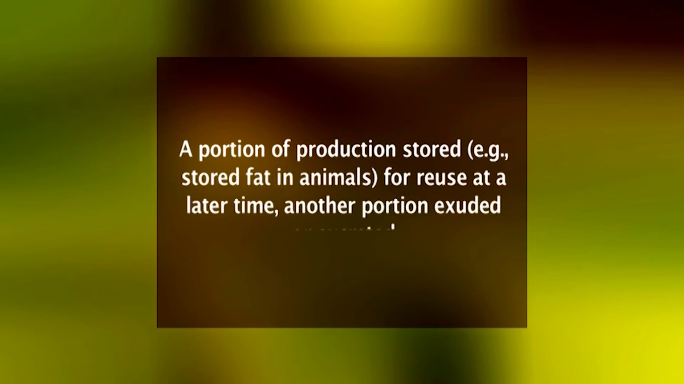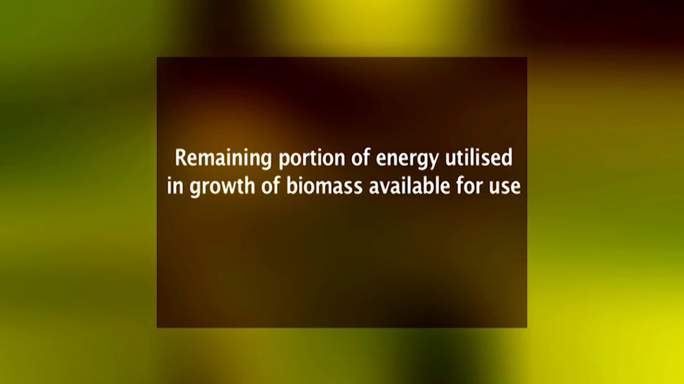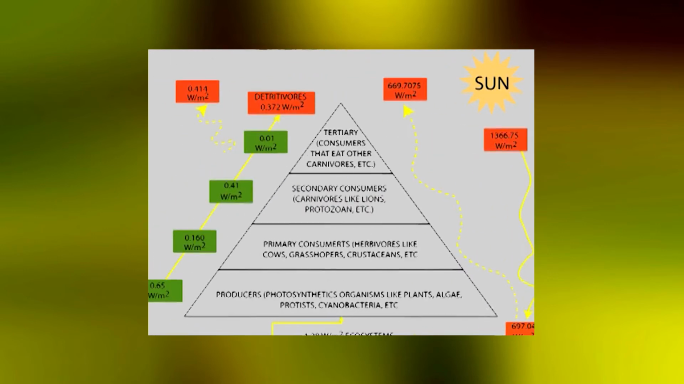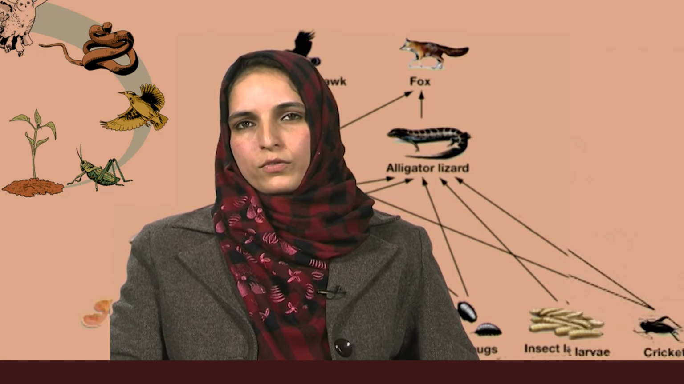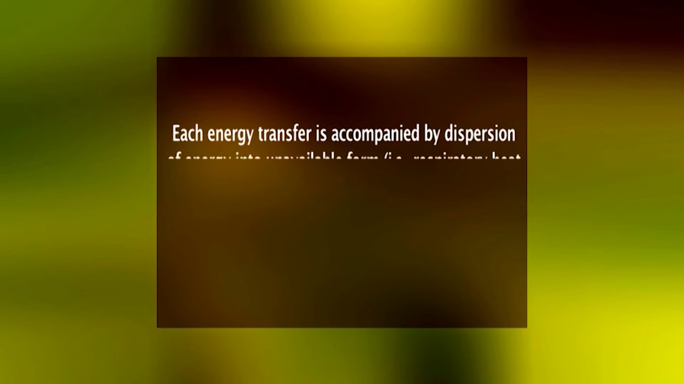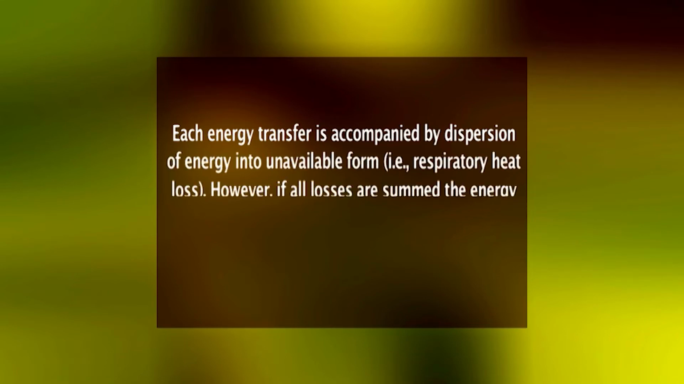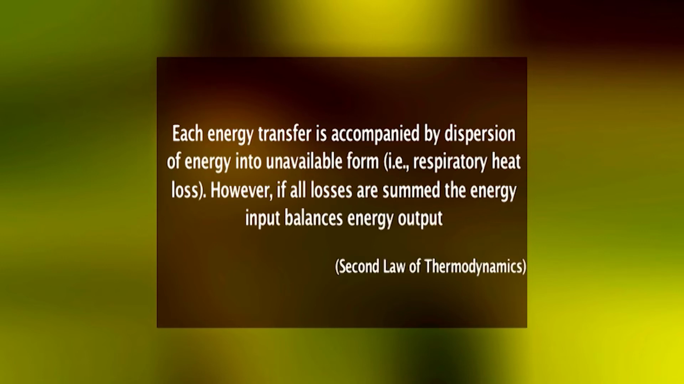Further, a portion of the production can be stored for reuse at a later time, and another portion can be exuded or excreted. The remaining portion of the energy is utilized in the growth of biomass and is available for the next trophic level. Thus, because of the losses, the energy available to the succeeding trophic levels decreases. This is in accord with the second law of thermodynamics, which states that each energy transfer is accompanied by dispersion of energy into an unavailable form. However, if all the losses are summed, the energy input balances the energy output.